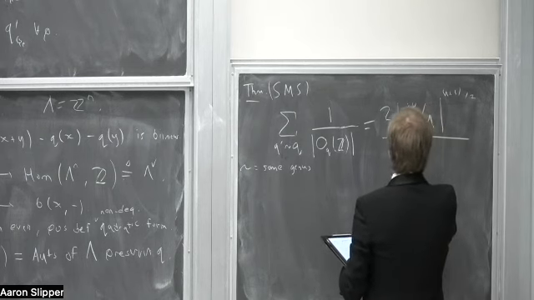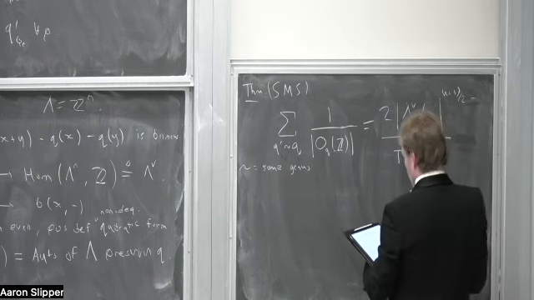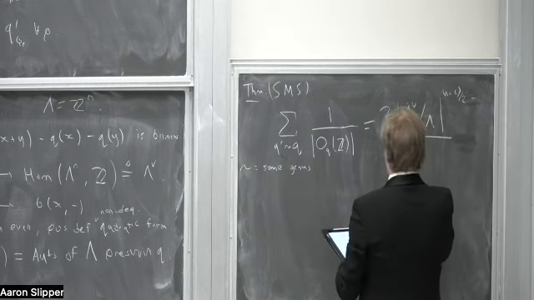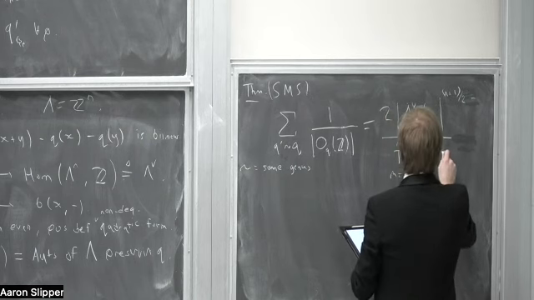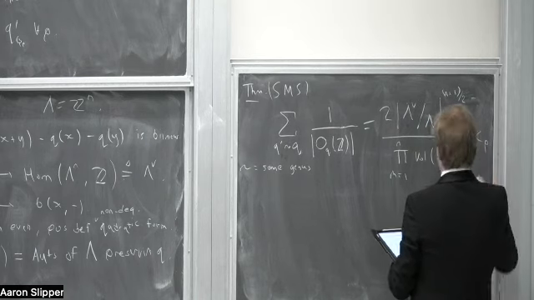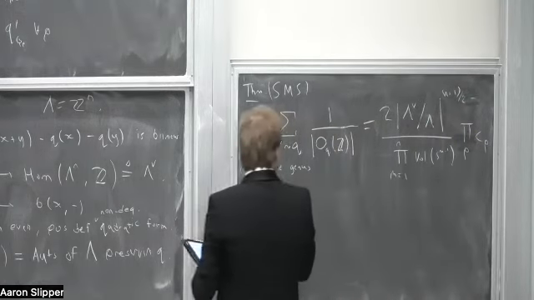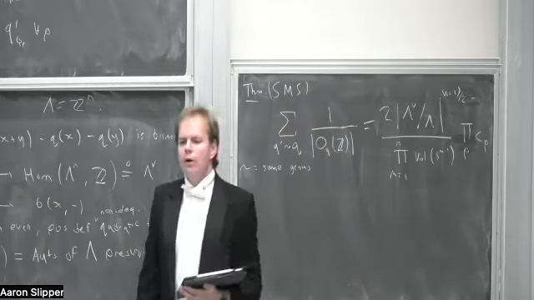Divided by the product m equals 1 to n times the volume of the m minus 1 sphere, times the product over p of C_p. What is the exponent? n plus 1 over 2, yeah, n plus 1 over 2, sorry.